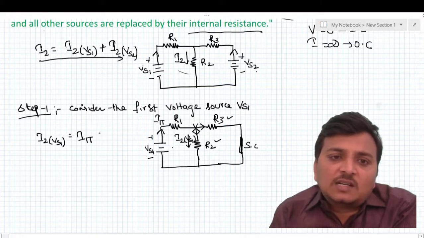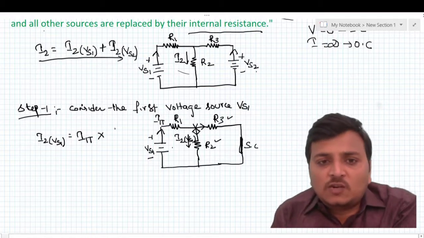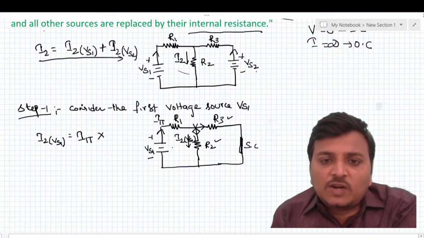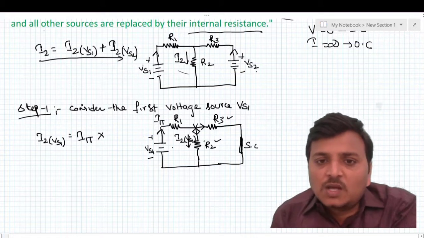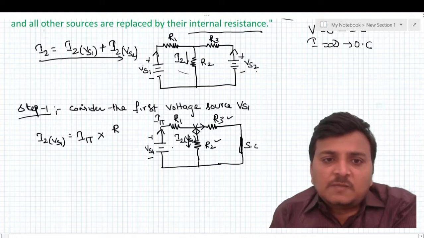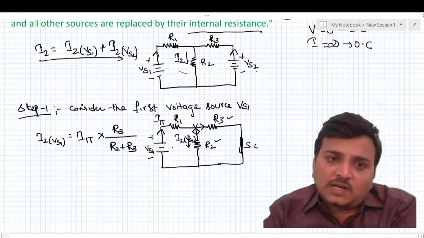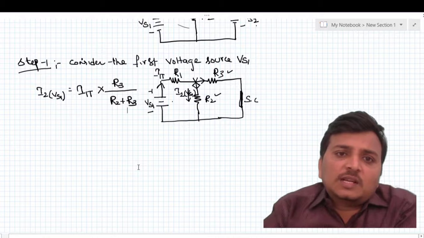So the current division rule gives the total current times the opposite resistance, where you want to find the current at resistor R2. So the opposite resistance is R3 divided by the total resistance, which is R2 plus R3. So this is the current flowing through the resistor due to the source VS1. Now we'll move to step 2.